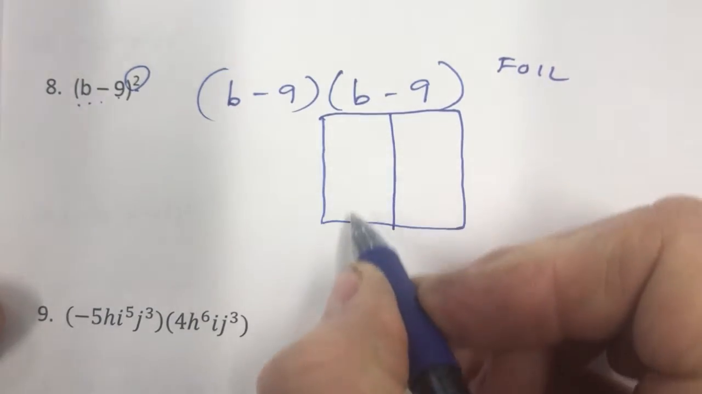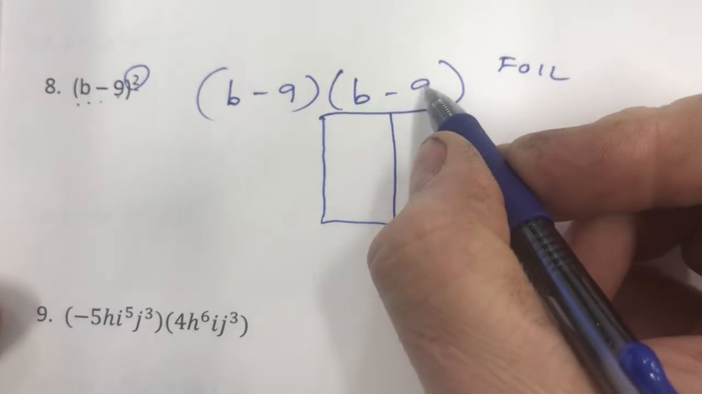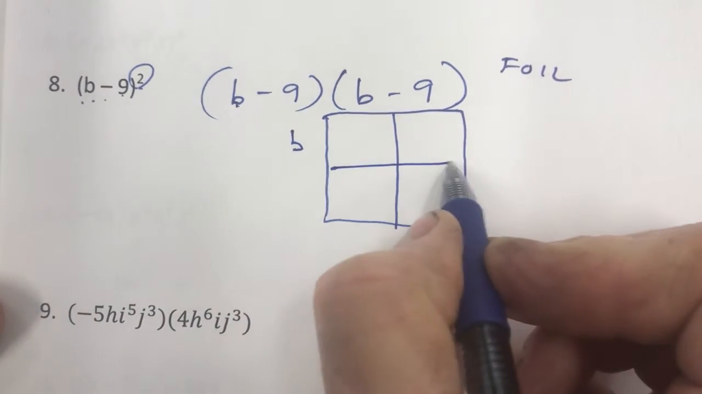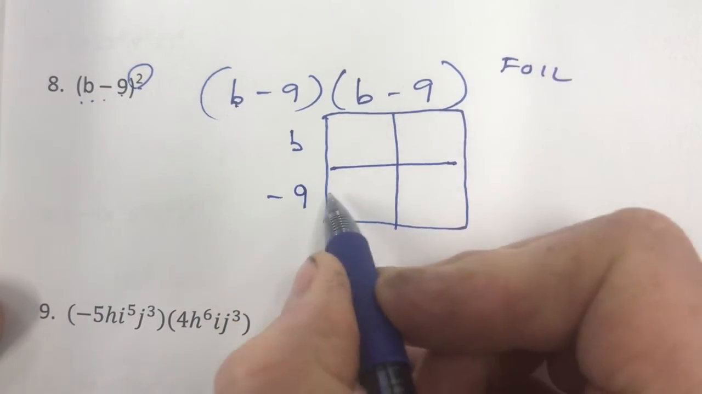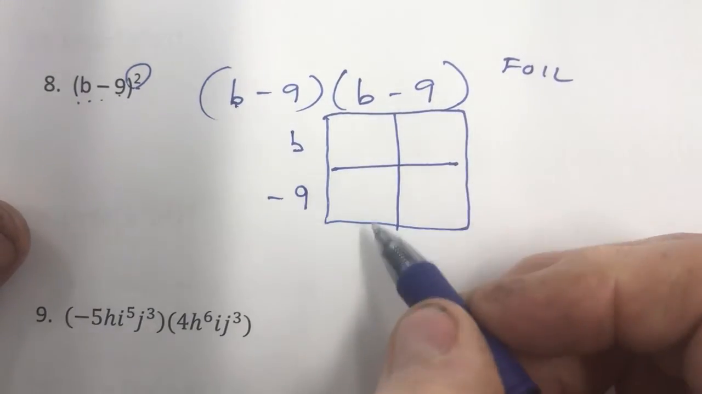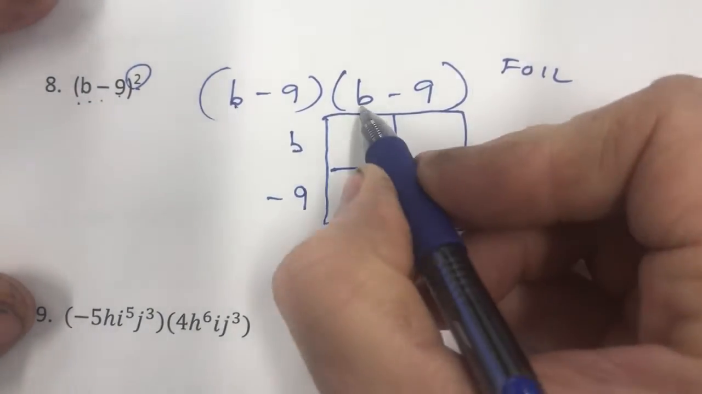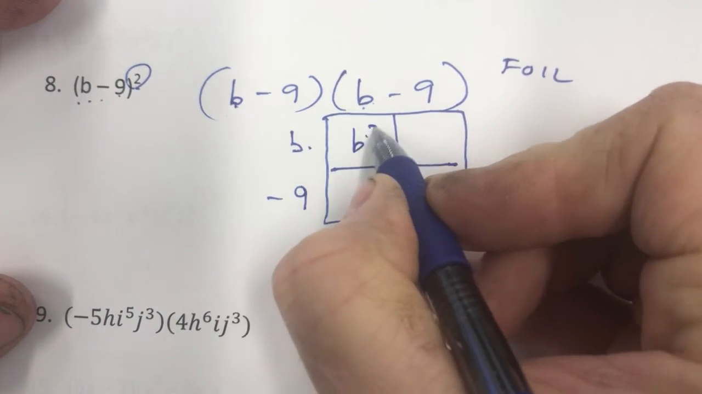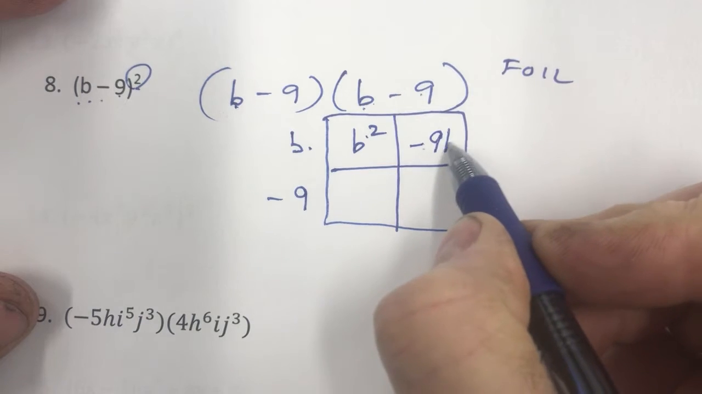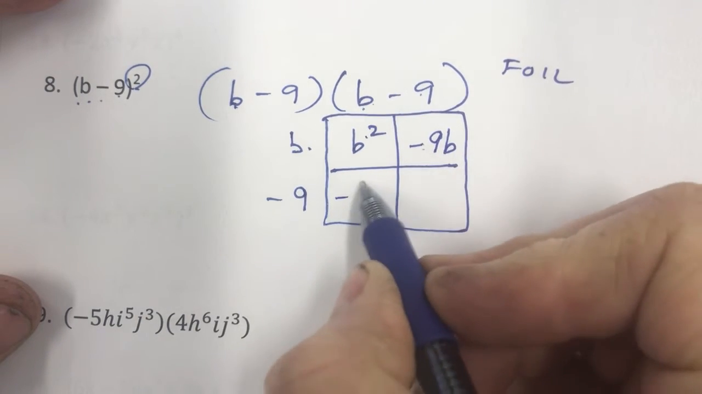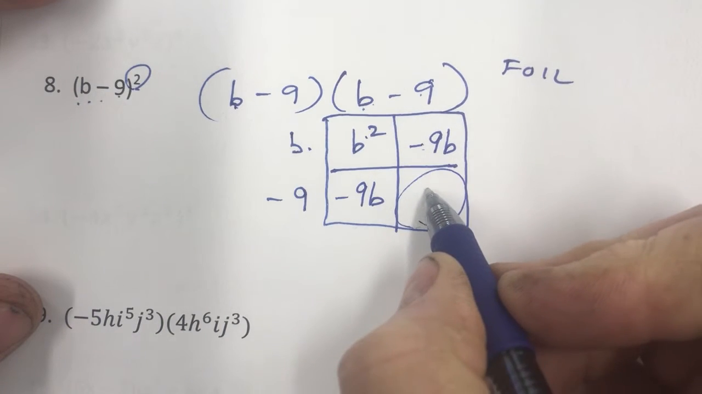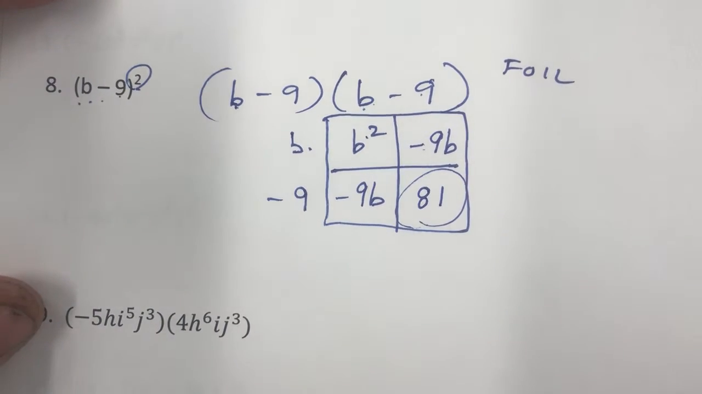I got a column for the b, and I got a column for the negative 9. Then I've got a row for this b, and a row for that minus 9. And now I've got 4 squares, each one's a product. Right here, b times b is b squared. In this one, negative 9 times b is negative 9b. Same thing here, negative 9b. This one, negative 9 times negative 9 is a positive 81.